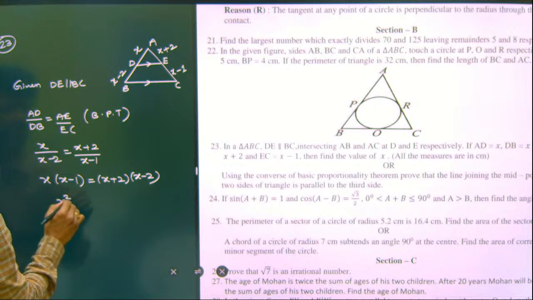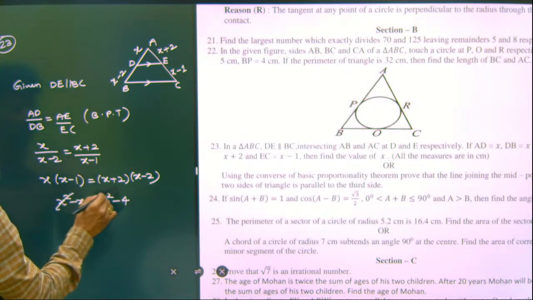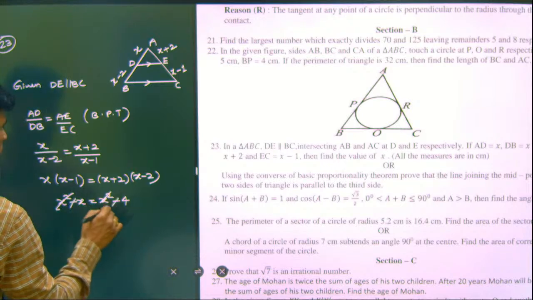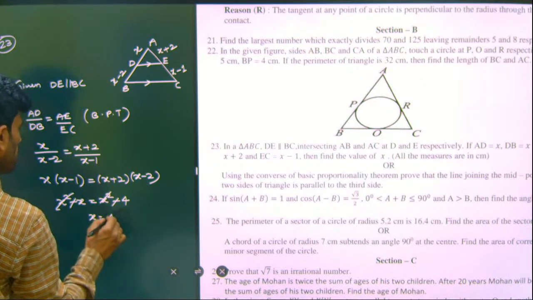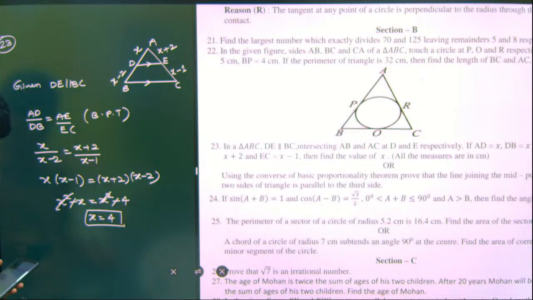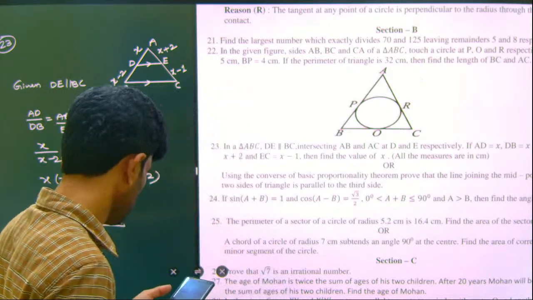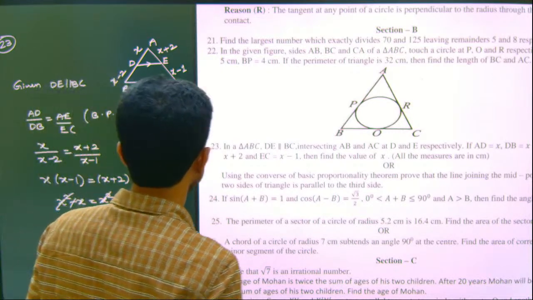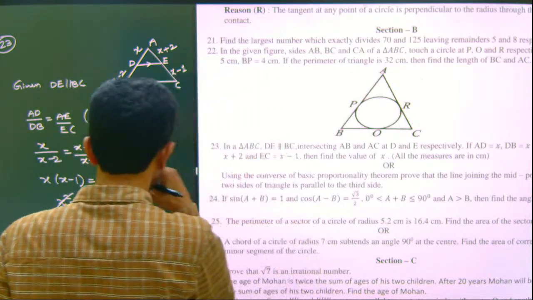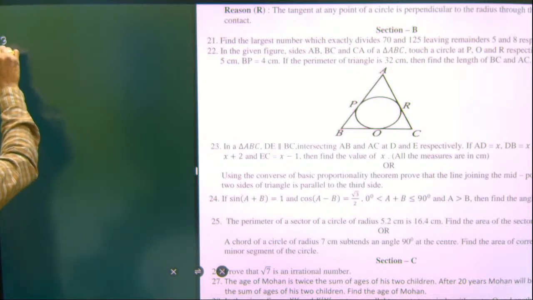X square minus X is equal to X square minus 4. X square cancels, minus minus cancels, X is equal to 4. X is equal to 4. Hope all of you got the correct answer. Yes, X is equal to 4. In question number 23, another question is there, question 23B.